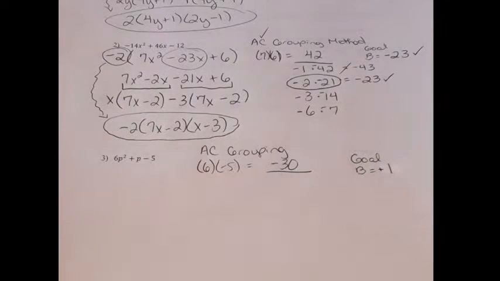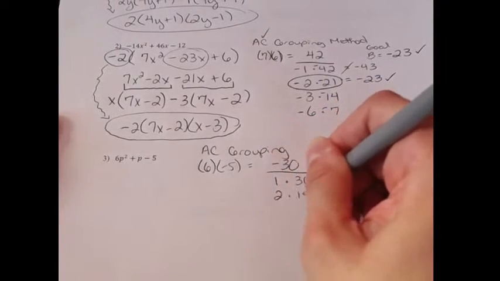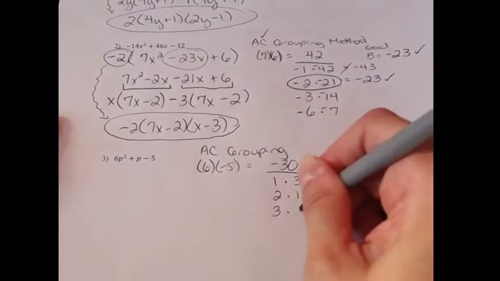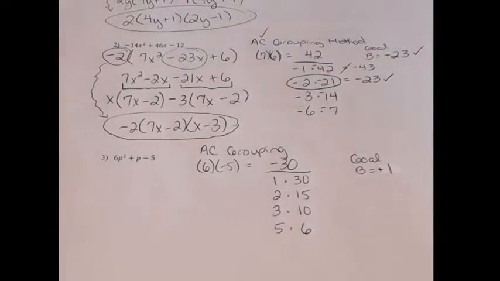Okay, so let's write down my factors of 30. 1 times 30, 2 times 15, 3 times 10, 5 times 6, and that covers all of my factors. Notice that I need to multiply these to give us a negative 30, but my combination, my combining of my two terms, needs to result in a positive.